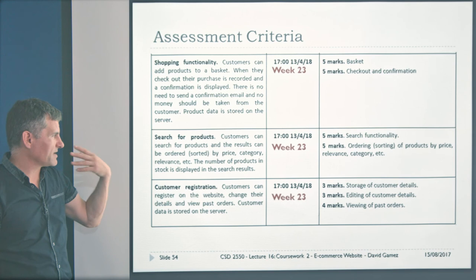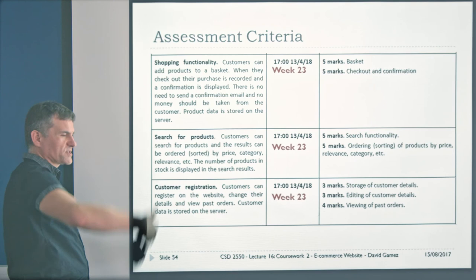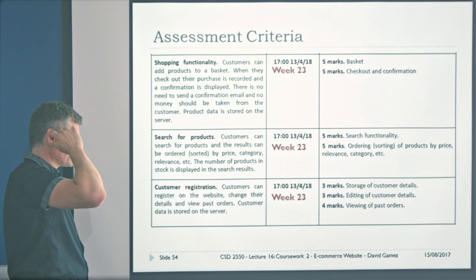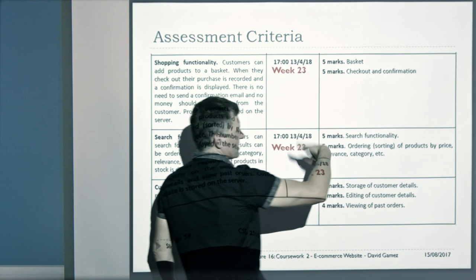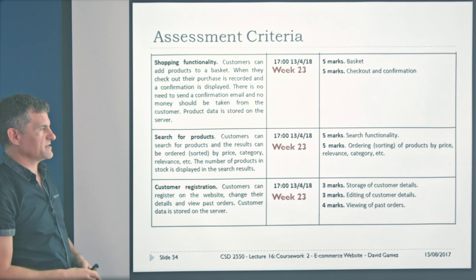And then the results can be ordered. And what I mean is sorted, like sorting products from high to low price, low to high product price, relevance, and so on and so forth. And the number of products in stock is displayed in the search results. So there's 5 marks for the search functionality and 5 marks for ordering. And what I mean by ordering here is sorting the products by price, relevance, category, etc.